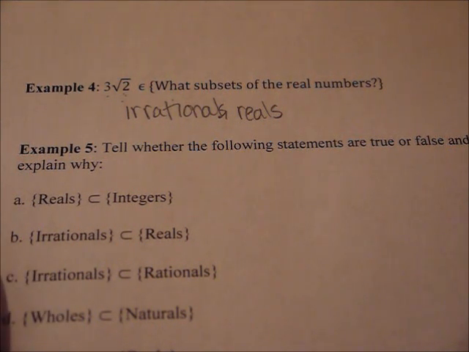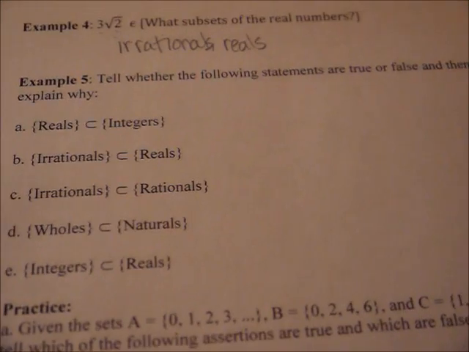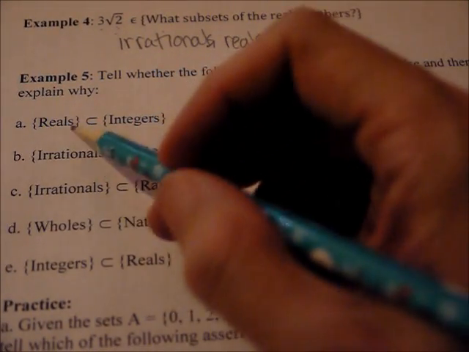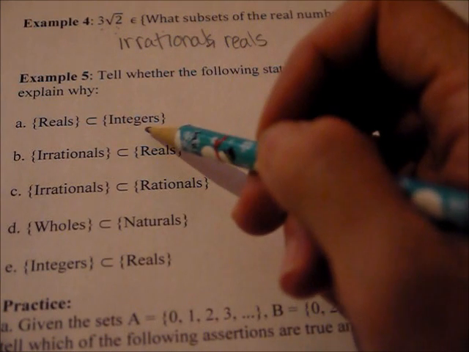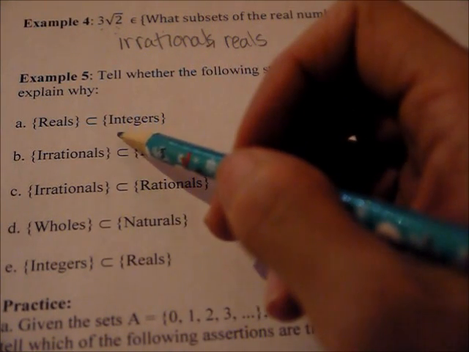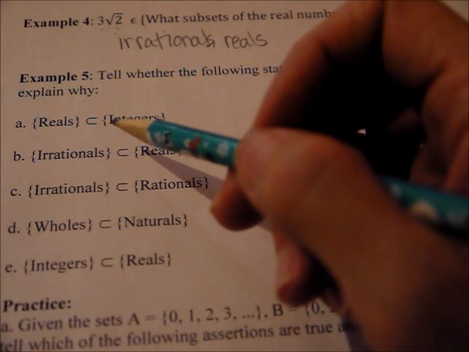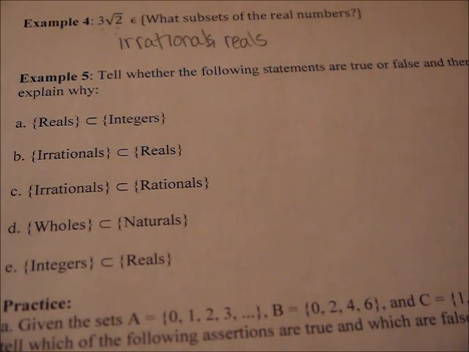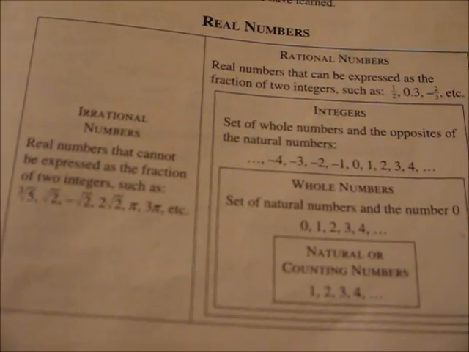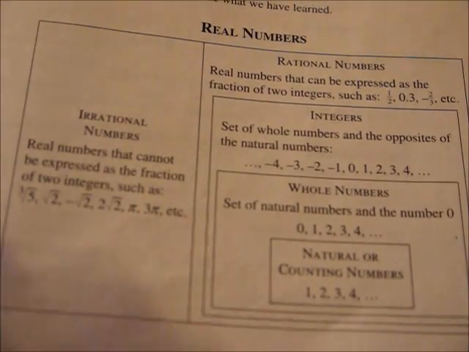Let's look at example 5. Now we're supposed to answer true or false and why. I'll try and zip through these because I'm going to run out of time here again. Are all reals a subset of integers? No. In fact, on page 249 it gives you a picture, kind of like a Venn diagram. Anyway, you have it in your book. There it is. So everybody's part of real numbers, but real numbers aren't necessarily integers.